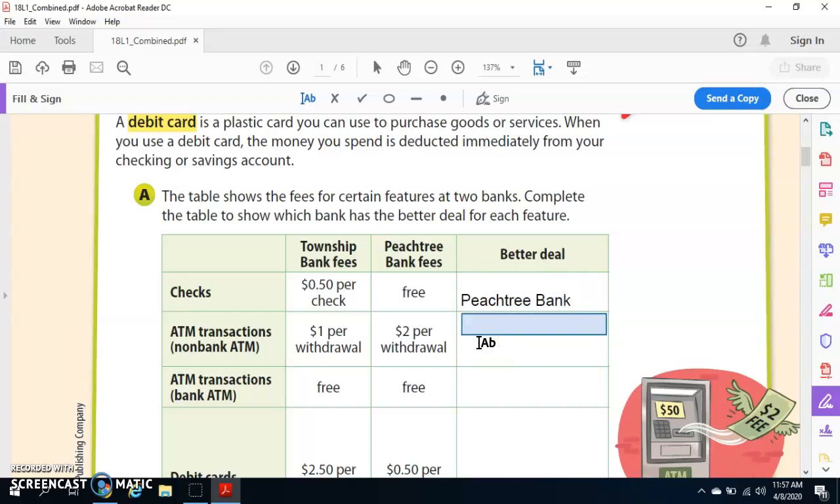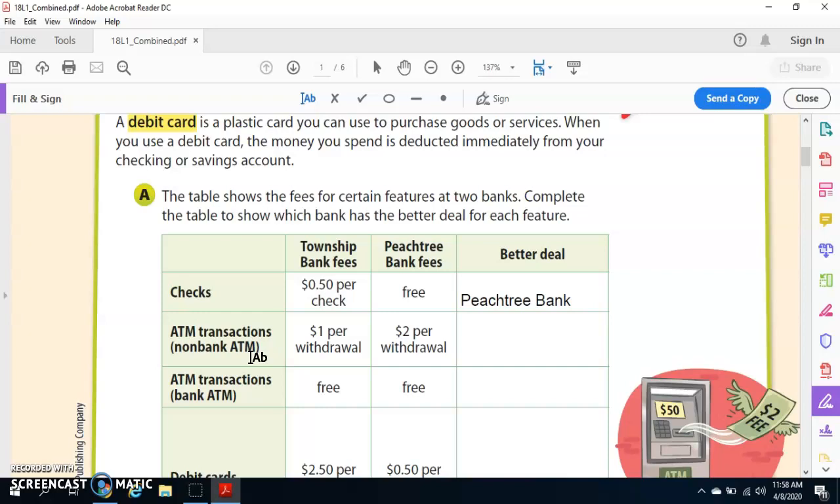Okay. Now, for the next one, ATM transactions, non-bank ATM. This means the non-bank ATM is an ATM that is not associated with your bank. Let's say, for example, you're using Wells Fargo Bank, but you need to stop and get cash out, and you're right there at 7-Eleven. So you go inside 7-Eleven and use their ATM, or you stop over here by Chase and use their ATM. You're going to get charged extra money because it's not associated with your bank, okay?